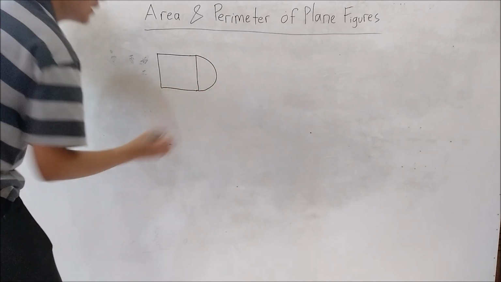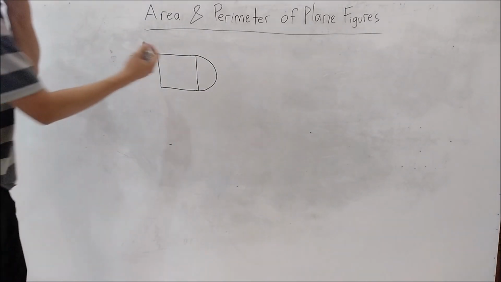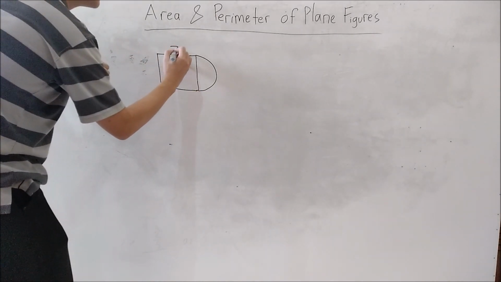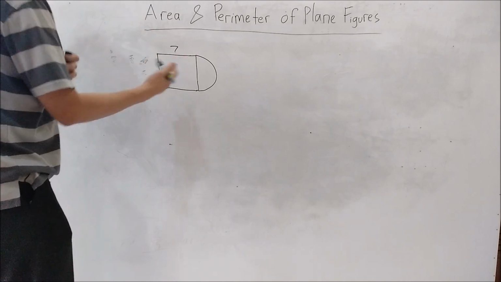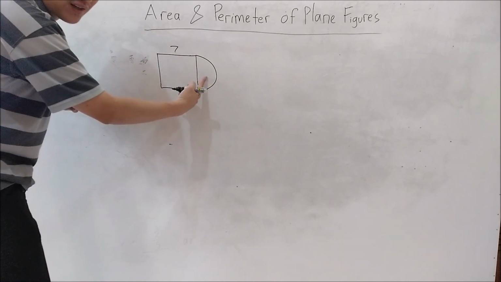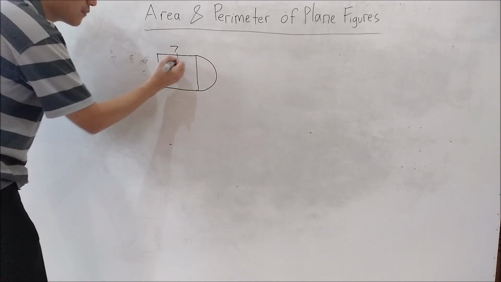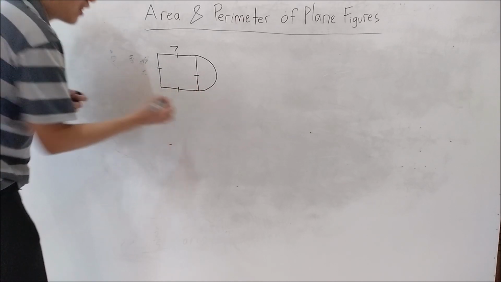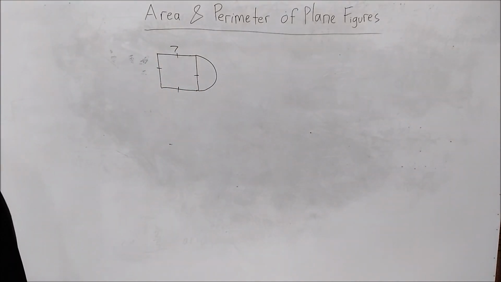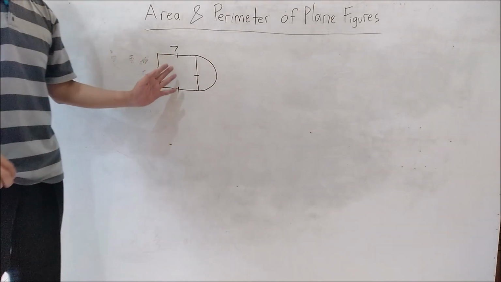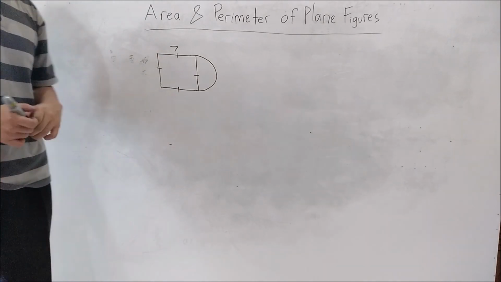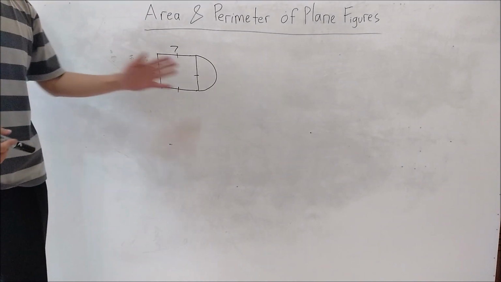And then the question is: this figure is a square and a semicircle. The side of the square is 7 centimeters. What is the area and the perimeter of the figure?